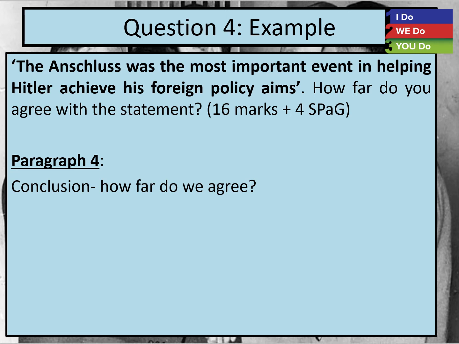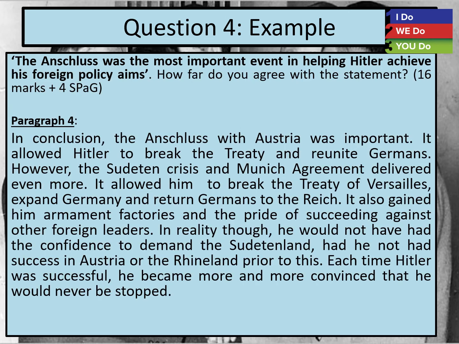Let's have a look at how I tackled the conclusion in this worked example. In conclusion, the Anschluss with Austria was important. It allowed Hitler to break the treaty and reunite Germans. However, the Sudeten crisis and Munich Agreement delivered even more. It allowed him to break the Treaty of Versailles and expand Germany and return Germans to the Reich. It also gained him armament factories and the pride of succeeding against other foreign leaders.